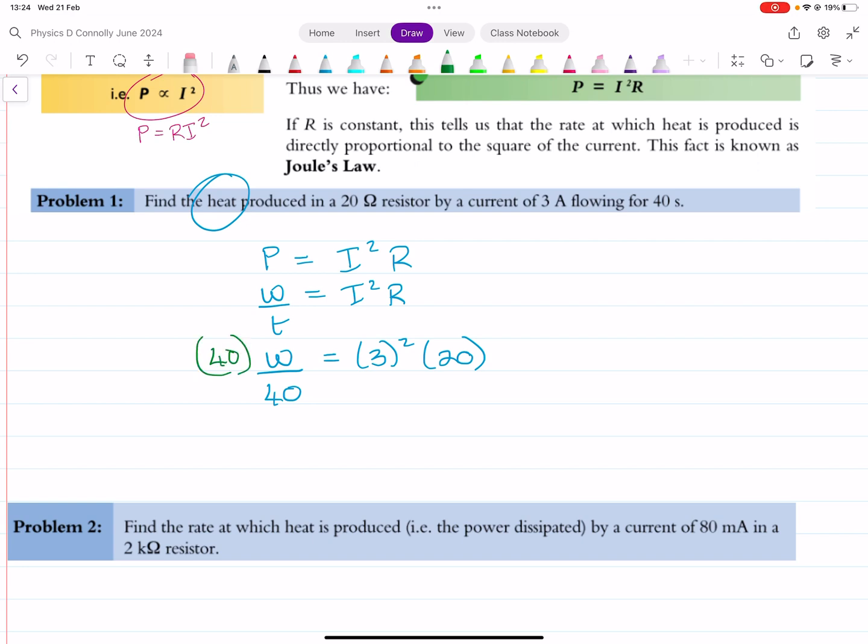Multiply here by 40 to cancel that out, and multiply here by 40. So 3 squared by 20, by 40. So the work is 7,200, and the fact that it's an energy, a heat energy in this case, it's going to be joules. Yeah?